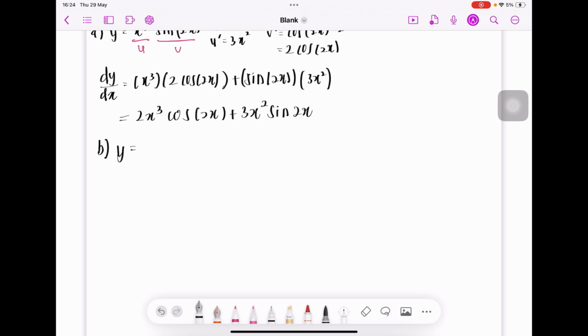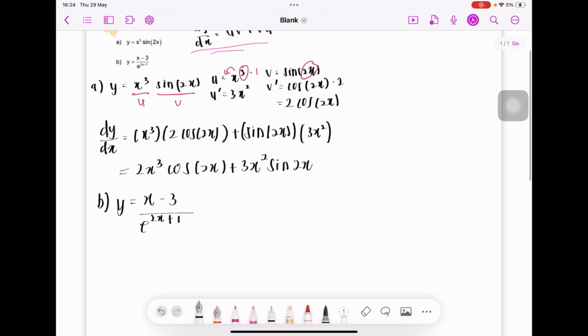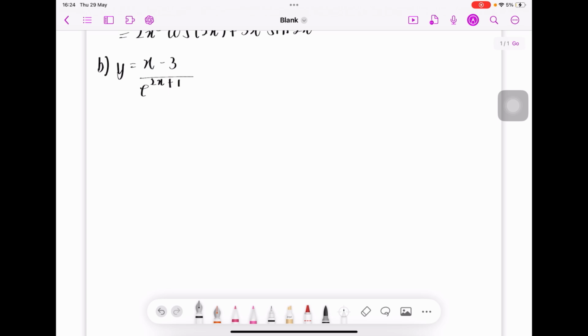We move to question B. y equals x minus 3 over exponent 2x plus 1. For this question, we use the quotient rule. For the quotient rule, dy over dx equals v u prime negative u v prime over v power of 2.